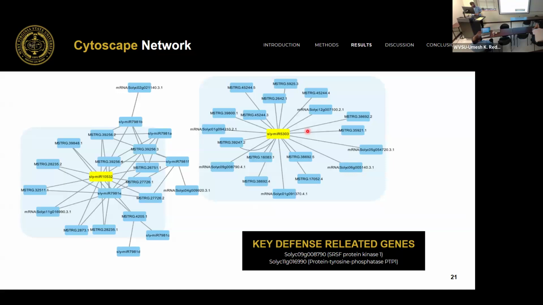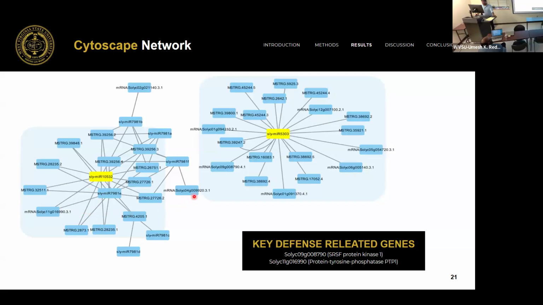Now, coming to this Cytoscape, it is basically an interactive network between long non-coding RNA, microRNA, and mRNA. Here we can see microRNA 5303. It is interacting with various LNC RNAs and certain genes, and it has shown the highest degree. Another important microRNA that we identified is 10532, which is also associated with the regulation of certain long non-coding RNAs and certain genes.